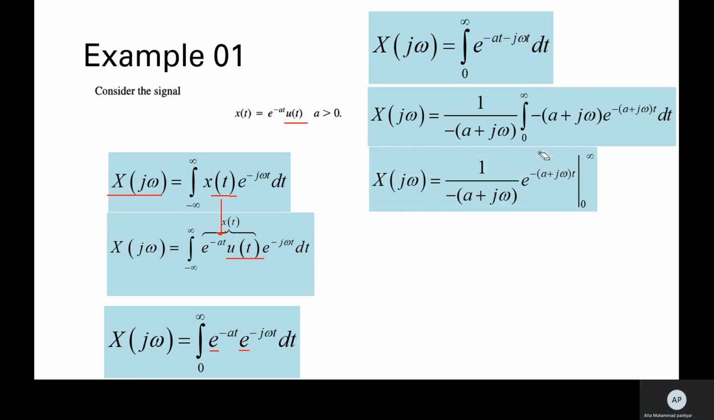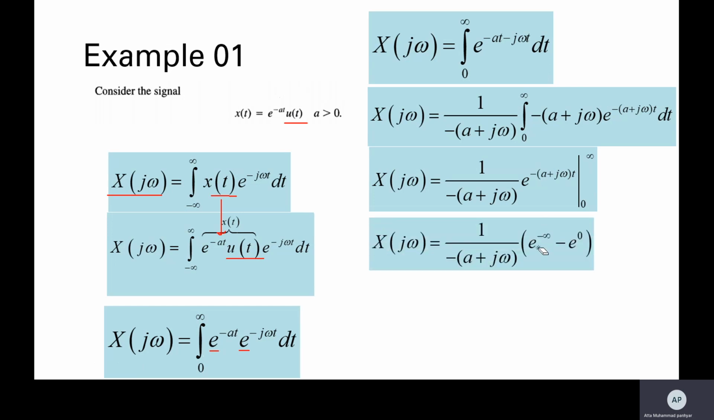After applying limits, first we apply the upper limit. When infinity is multiplied with this term, we get infinity again, and when infinity is multiplied with minus, it would be minus infinity. And you know e to the power minus infinity is 0. Minus the lower limit, e to the power 0 is 1, and this minus 1 and this minus would become plus. So we get 1 upon a plus j omega, when a is greater than 0.